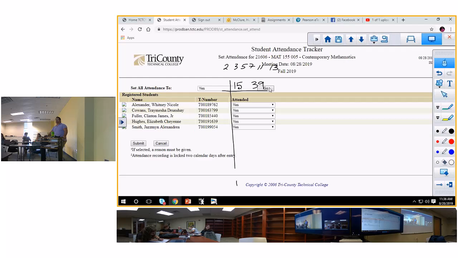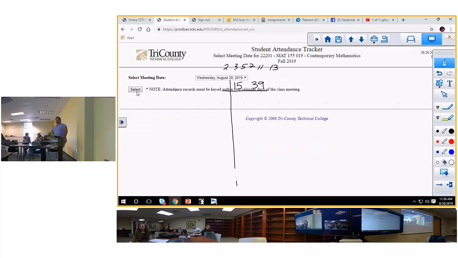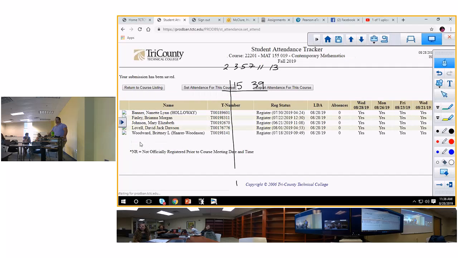Okay, I thought I pulled up 155.05. Have I done both of them? Did I do both of them? I wasn't paying attention. Let me check the other one. 155.19. I think the reason it messes me up is each class has five in it. That's what got me messed up. Okay, so I did both of them, so we're good there.